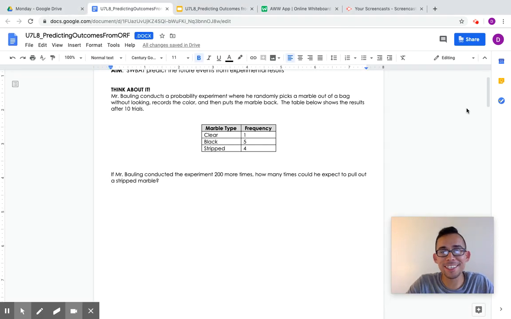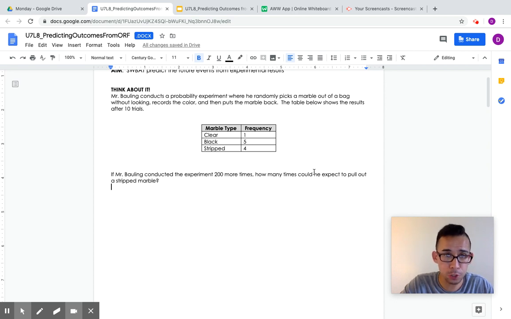Mr. Balling conducts a probability experiment where he randomly picks a marble out of a bag without looking, records the color, and then puts the marble back. The table below shows the results after 10 trials. So we have 3 marble types here and the frequency. If Mr. Balling conducted the experiment 200 more times, how many times can he expect to pull out a striped marble?